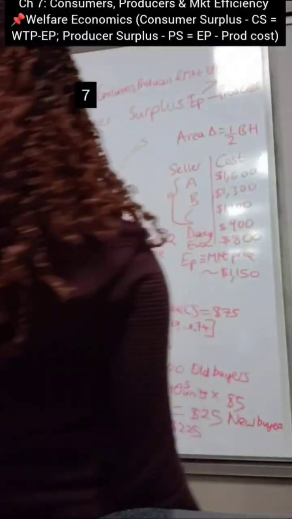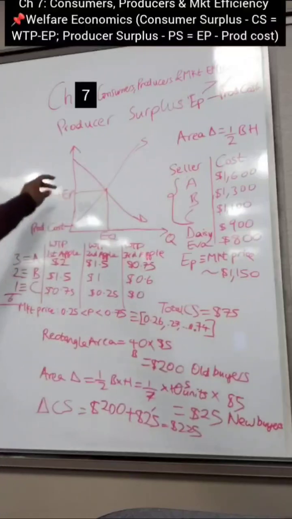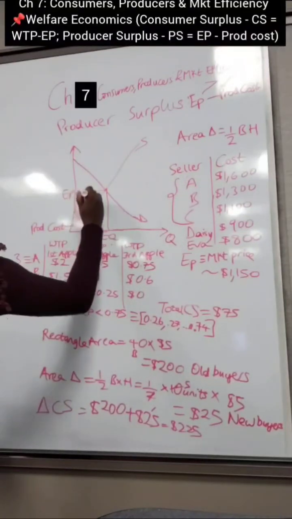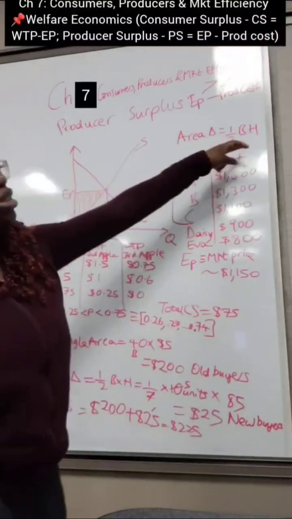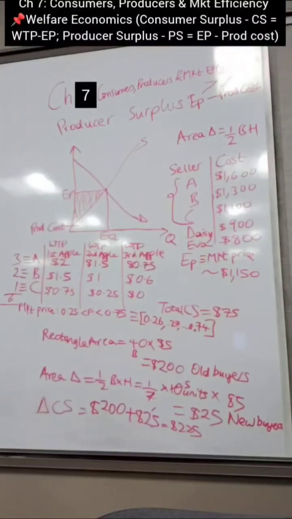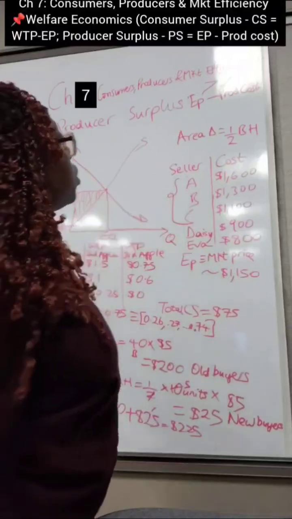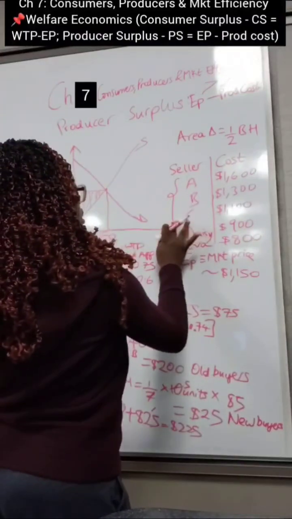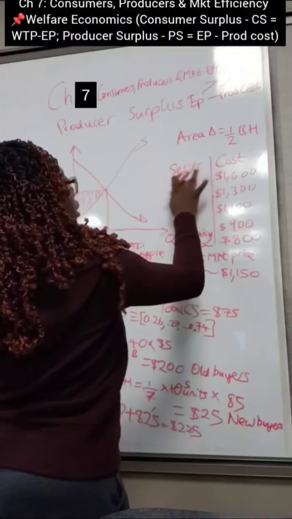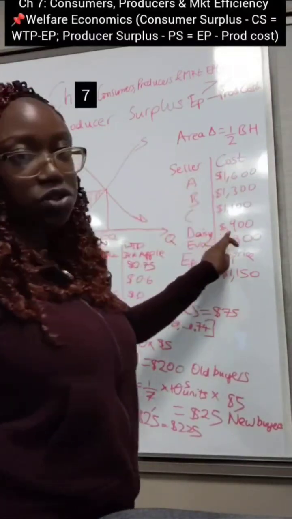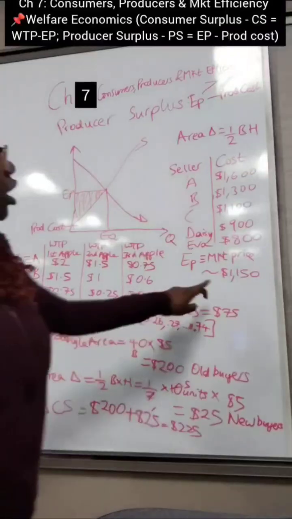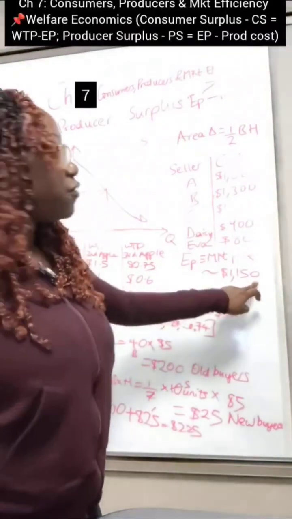Okay, so now let's take a quick example. Again, what shape is this? This shape is also a triangle, right? So half base times height. So the same calculation applies to producer surplus. Let's take a hypothetical example. So let's say we have 5 sellers in the market, right? And the cost of production is like this, as high as $1,600 and as low as $800. Okay, but the market price is just $1,150, right?